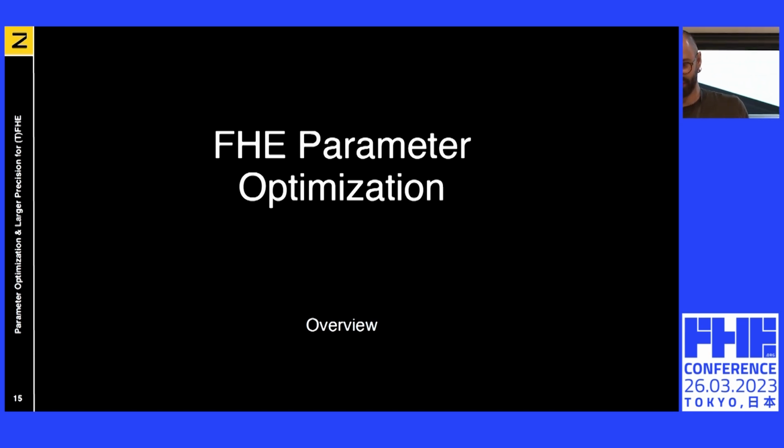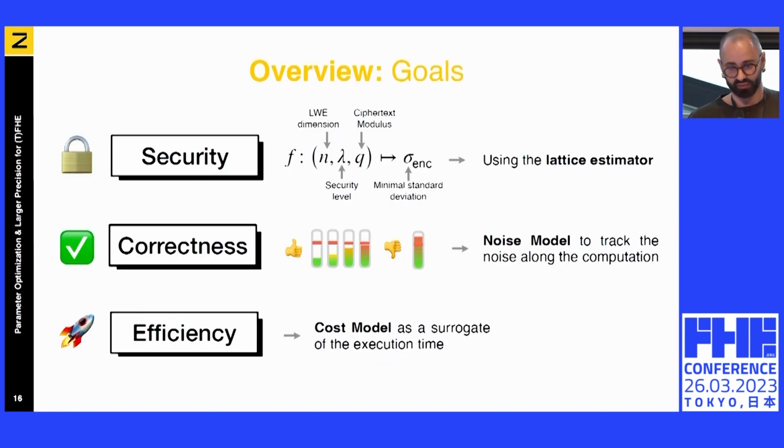So we're going to dive into the optimization of the TFHE parameters. We have 3 goals: security, correctness, and efficiency. For security, we needed a function f, and this function f was not available in the FHE ecosystem. So we had to do it. It was not us, but other people at Zama in the team. They were using the lattice estimator. The lattice estimator takes as input an LWE dimension, a ciphertext modulus, and a standard deviation for the noise, and it outputs the level of security that these parameters guarantee.